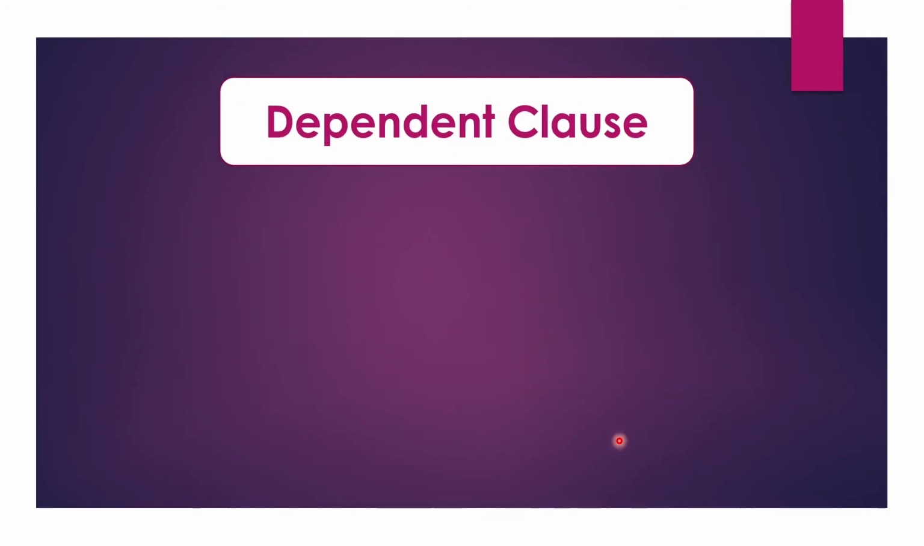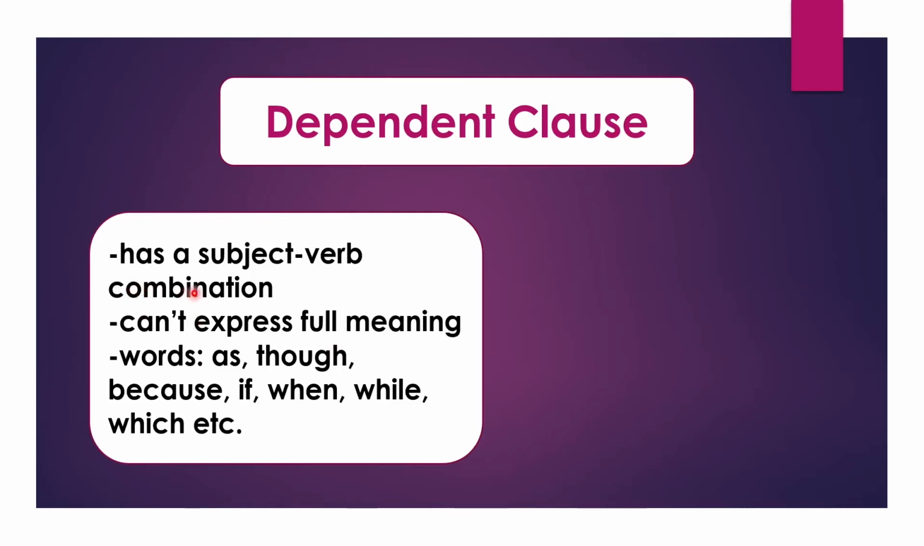Now let's see what a dependent clause is. It has a subject-verb combination like the independent clause, but it can't express full meaning. There are some words which you often find in a dependent clause like as, though, because, if, when, while, which, etc. There are many more words. And remember one thing, a dependent clause cannot be a full sentence. It always works as a part of the independent clause.